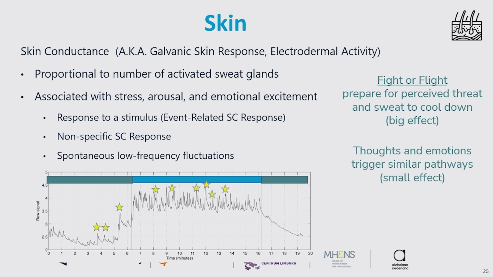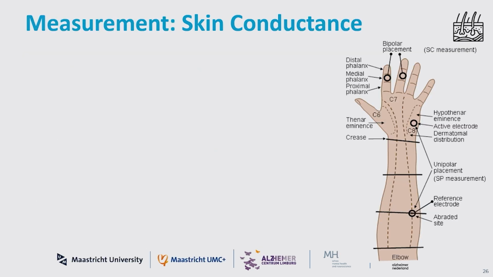So in addition to this tonic response, you also have these phasic responses, which you can see here with the stars. And these are considered to be a proxy for sympathetic nervous system activity.